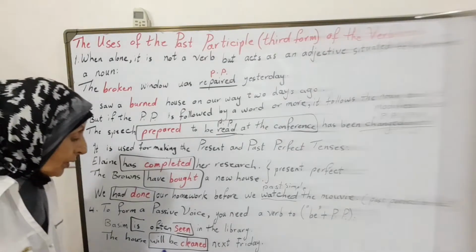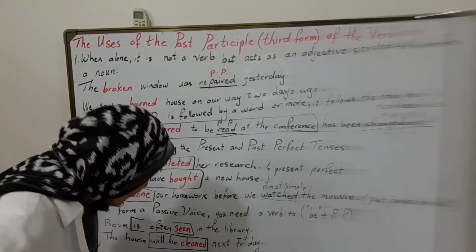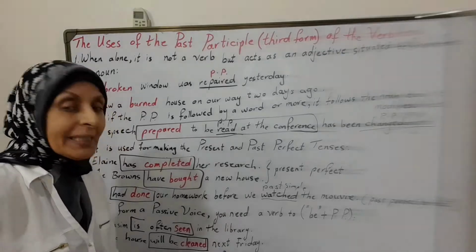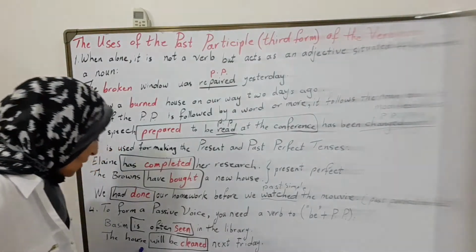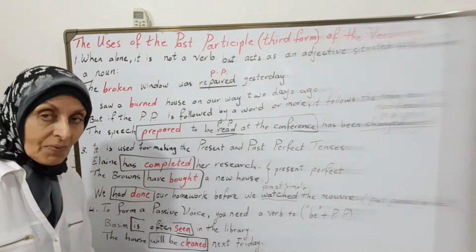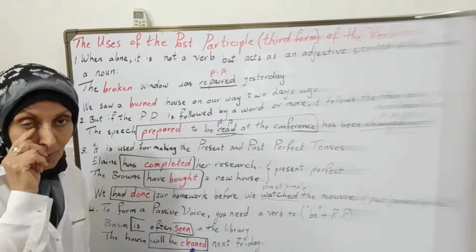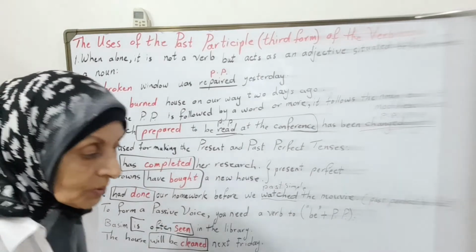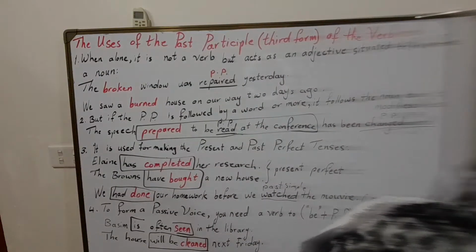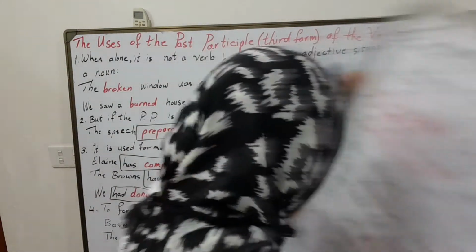The house will be cleaned. The house will be cleaned next Friday. Will be cleaned is the verb, a three-part verb, and cleaned is the past participle, which is the last part of the verb and the main one.